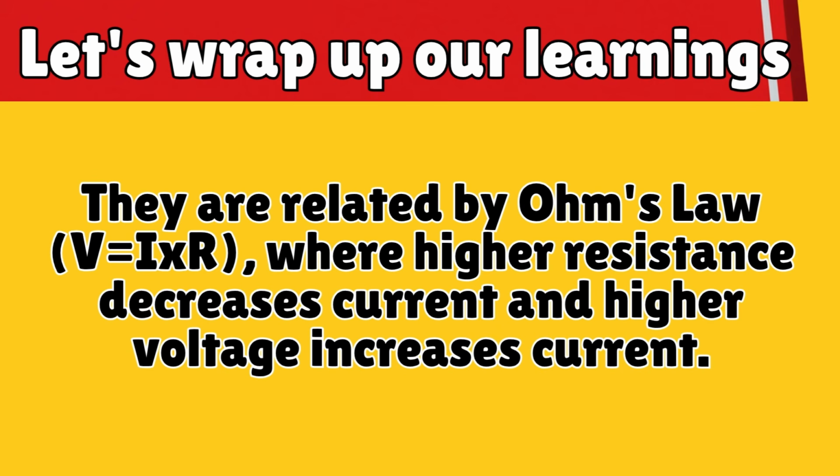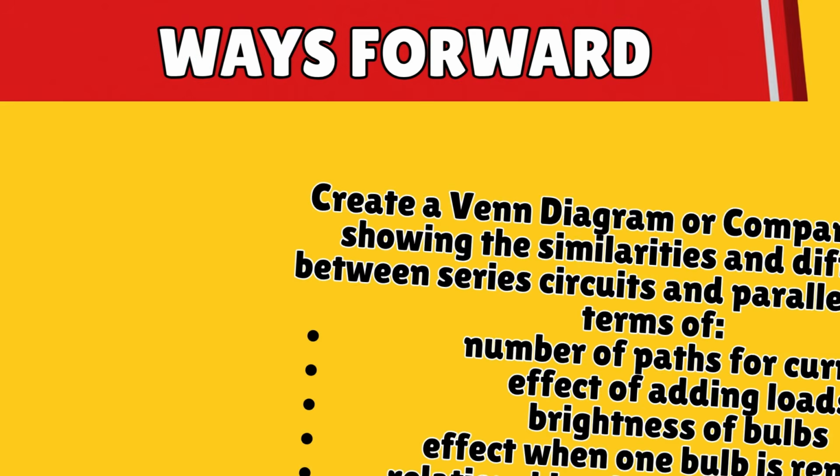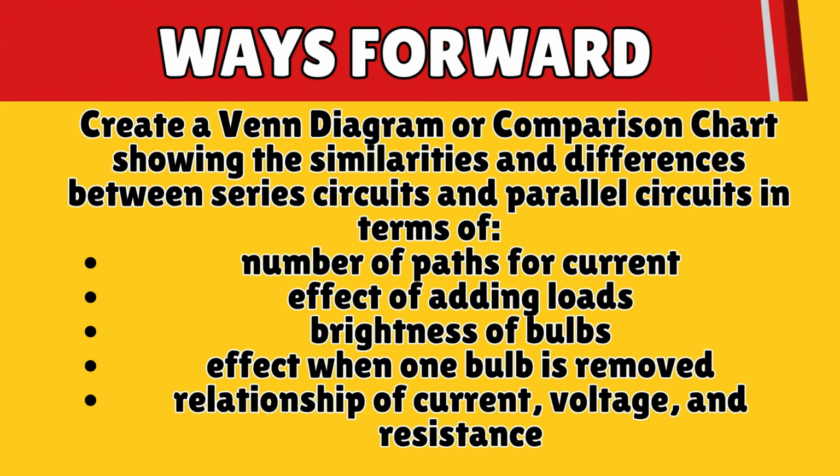They are related by Ohm's law, V equals I times R, where higher resistance decreases current and higher voltage increases current. For ways forward, create a Venn diagram or comparison chart showing the similarities and differences between series circuit and parallel circuits in terms of number of paths per current, effect of adding loads, brightness of bulbs, effect when one bulb is removed, and relationship of current, voltage, and resistance.